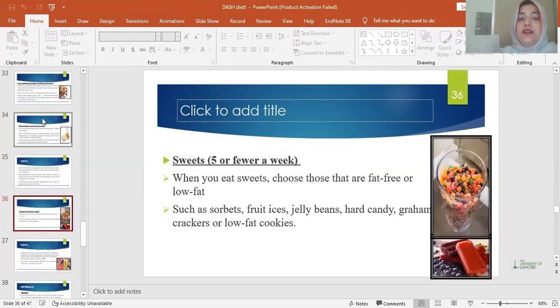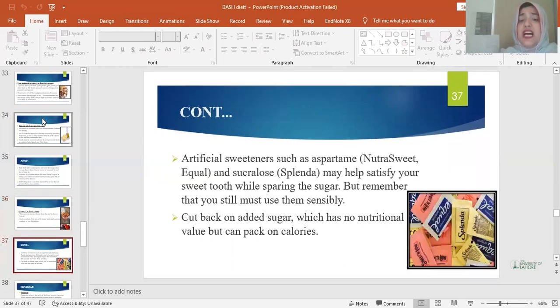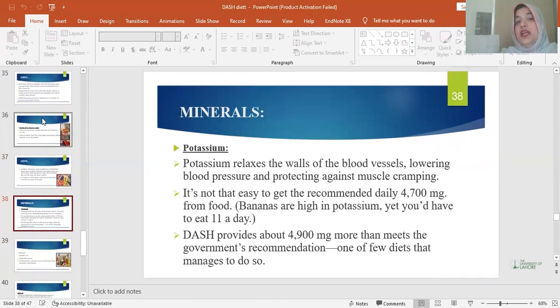For sweets, restrict to 5 or fewer a week. When you eat sweets, choose those that are fat-free or low-fat, such as sorbet, fruit ices, jelly beans, hard candy, graham crackers, or low-fat cookies. Artificial sweeteners such as aspartame, NutraSweet, Equal, and sucralose, Splenda, may help satisfy your sweet tooth while sparing the sugar, but remember that you still must use them sensibly. Cut back on added sugar, which has no nutritional value but can pack on calories.